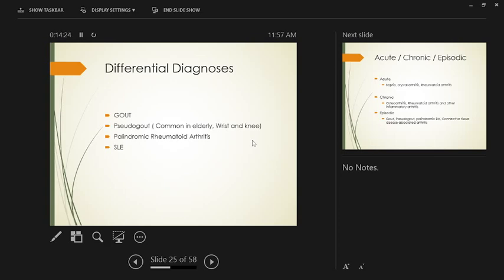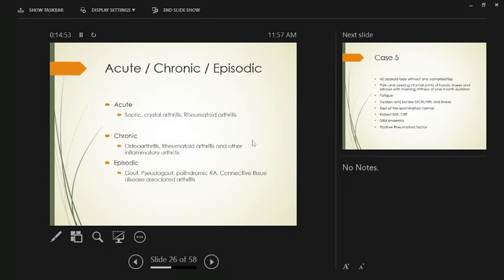The other things that we have to consider when a patient presents with a palindromic type arthritis are gout and pseudogout, but pseudogout is most commonly seen in the elderly. Mainly the wrist and the knees are involved, but young patients with metabolic abnormalities can present with pseudogout at early ages. And then palindromic rheumatoid arthritis can present with this episodic arthritis lasting a couple of days. And sometimes connective tissue disease associated arthritis like SLE can present with a similar picture.